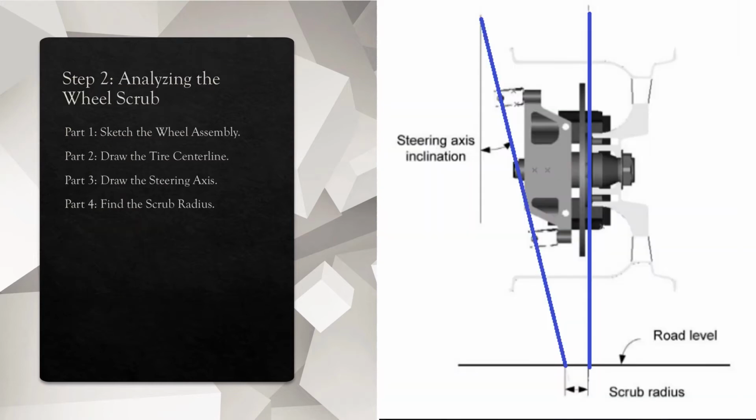The second step is to analyze the wheel scrub. This is a relatively simple geometric analysis. First, you have to sketch a cross-section of the wheel assembly, then draw a line through the center of the tire. Draw a second line, referred to as the steering axis, through the upright attachment points and extend it to the ground plane. The distance between these lines at the ground plane is the scrub radius.